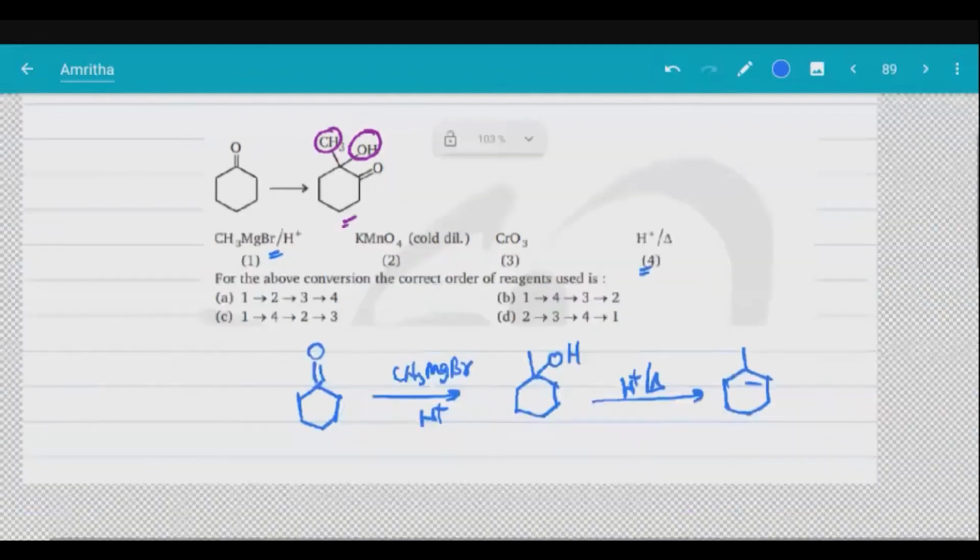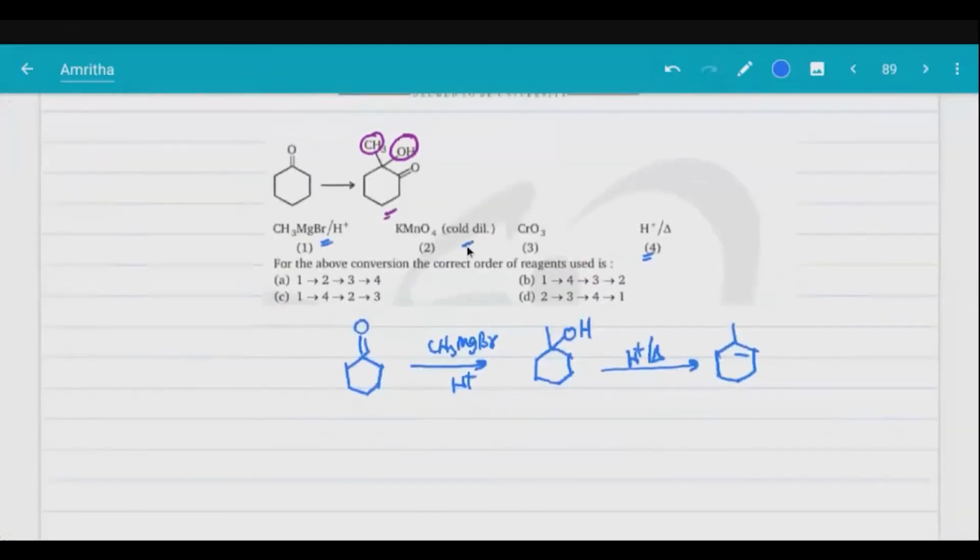The next step is obviously KMnO4, cold dilute. There is a reagent name, no? What is that? What is the reagent name? Cold dilute alkaline KMnO4. Can anybody tell me? It is a test for unsaturation, Baeyer's test. That is Baeyer's reagent. So we can identify unsaturation.